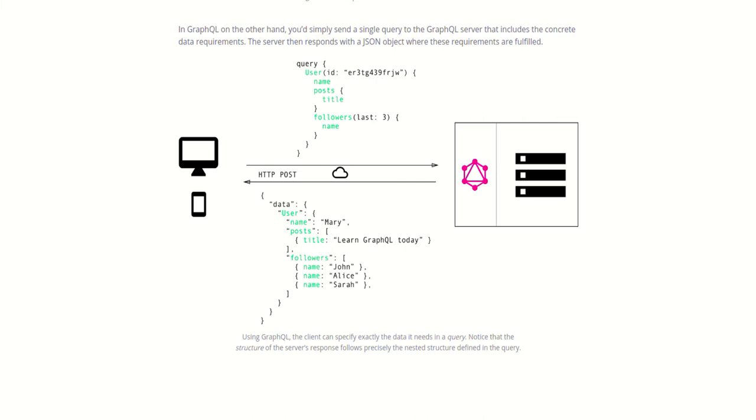So in the response, you can see that the name of the user is Mary. The post, which is a list, the title of the only one that we have here is Learn GraphQL Today. And the followers, which is specified in the request, is to return the last three followers and the names of these followers, not the ID. So you can see that this method of querying allows us to control what we want to see on each level. So using GraphQL, the client can specify exactly the data it needs in a query. Notice that the structure of the server response follows precisely the nested structure defined in the query. So this offers us control over what we'd like to see.